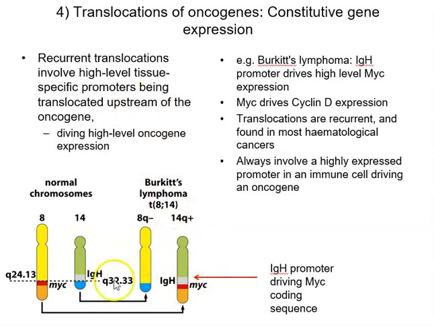Now this sort of phenomenon also happens in prostate cancer. You get a highly prostate-specific gene called TMPRSS2, and that gets translocated next to the ERG oncogene, so you get androgen-driven ERG expression, and that drives prostate cancer growth.